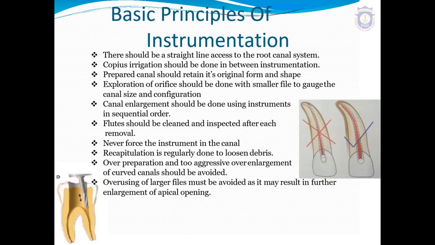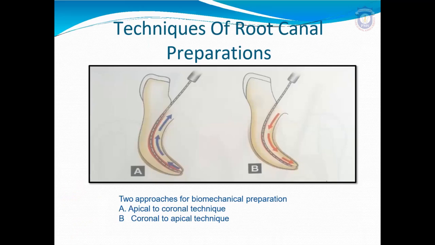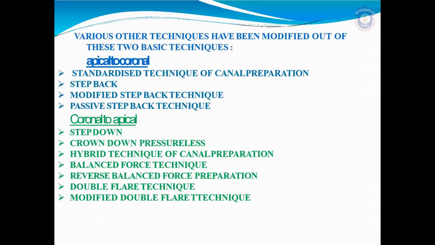Overusing of the larger files must be avoided as it may result in further enlargement of the apical opening. Coming to the techniques of root canal preparation, 2 approaches for biomechanical preparation are there: apical to the coronal technique and coronal to the apical technique. The various techniques have been modified out of these 2 basic techniques.